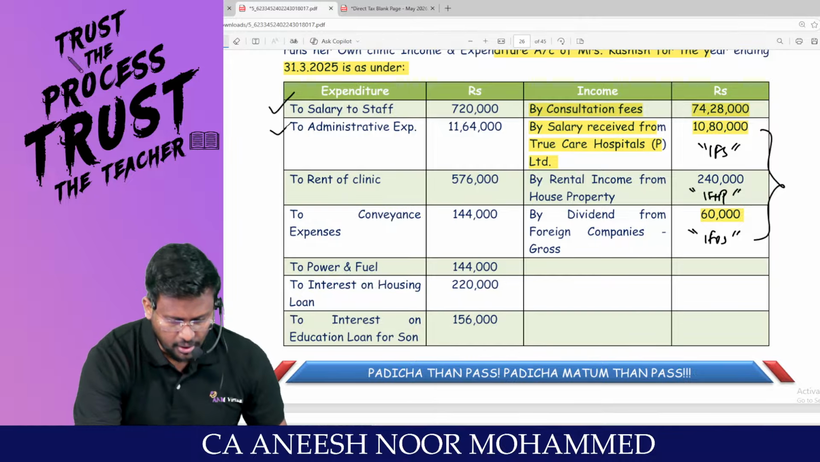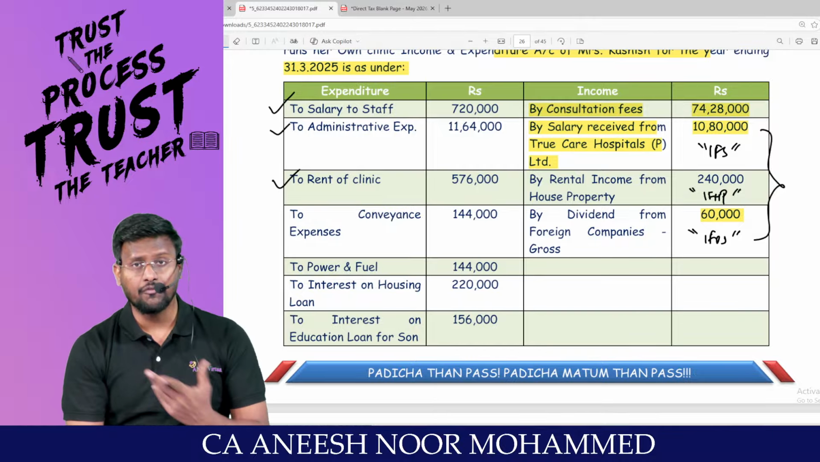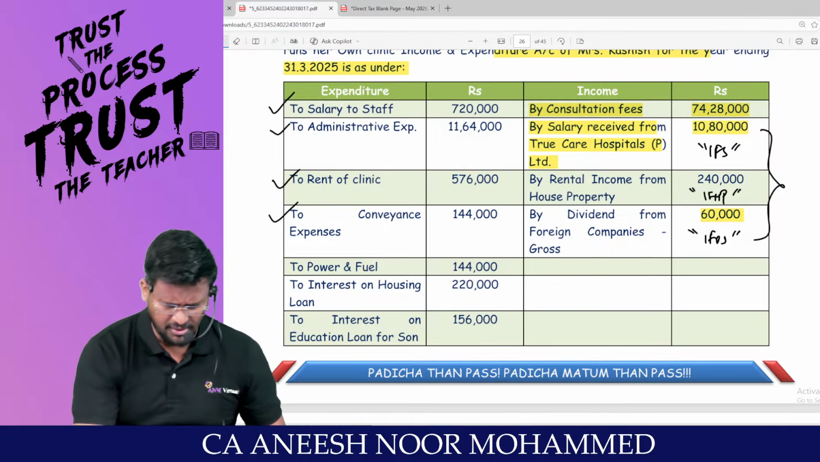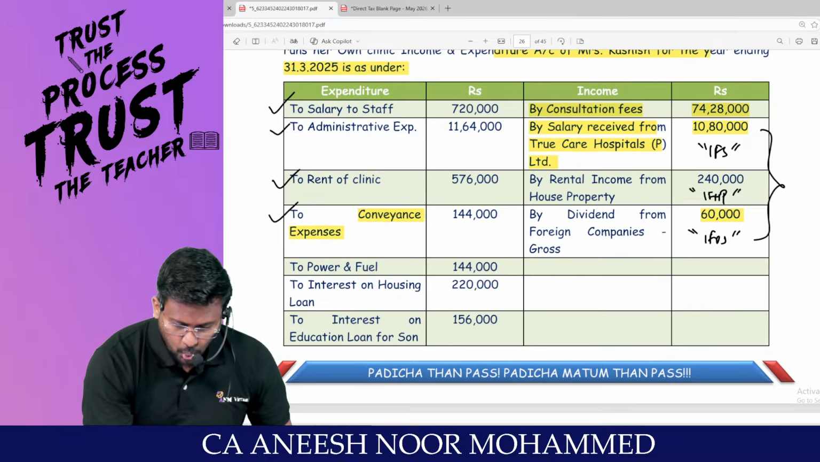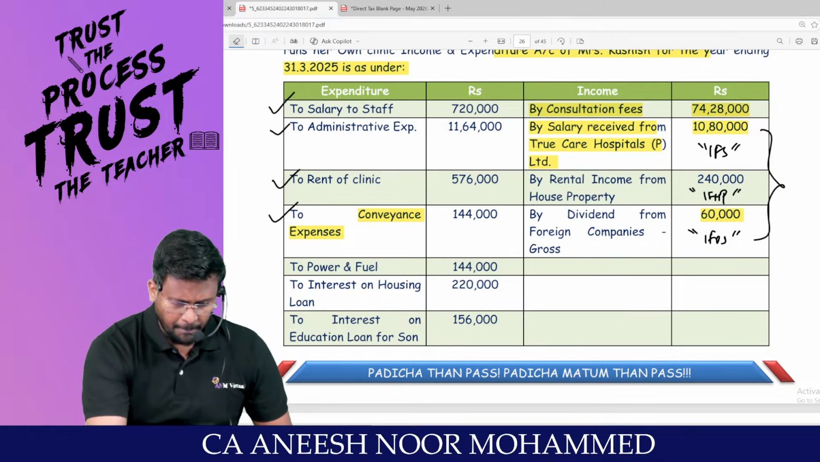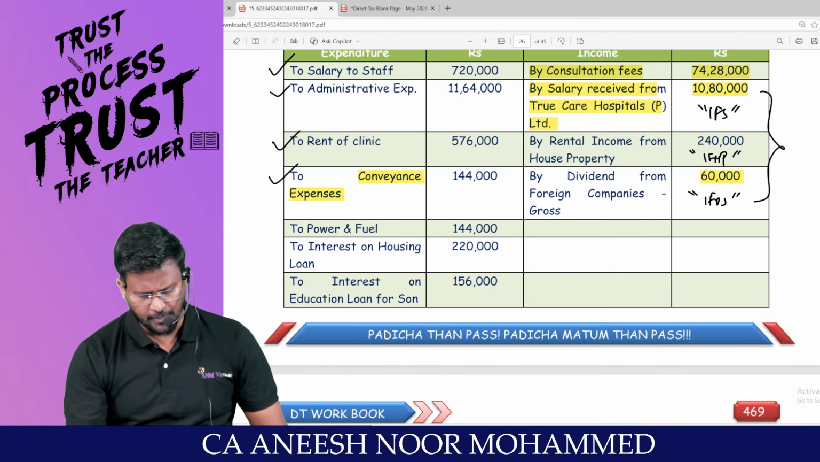Salary to staff, general PGBP expenses. Administration expense, general PGBP expense. Rent of clinic, general PGBP expense. Conveyance expense. Oh my God, we have to scrutinize what this conveyance is all about. Right, sir? Yes, sir. Power and fuel, general PGBP expense.